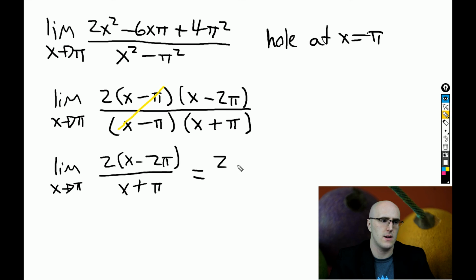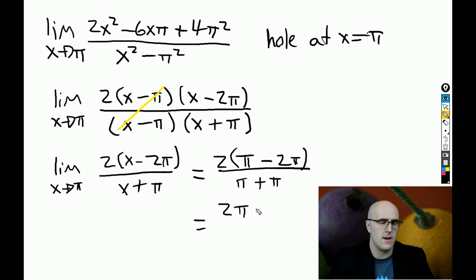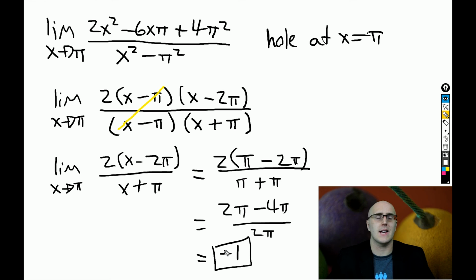So we get 2 times pi minus 2 pi over pi plus pi. And that comes out to be 2 pi minus 4 pi over 2 pi, which is, let's write it down here, -1. There is our answer. That is the limit as x approaches pi of 2x squared minus 6x pi plus 4 pi squared over x squared minus pi squared. Alright, good job. Let's move on to the next one.